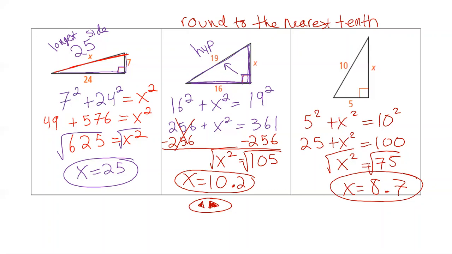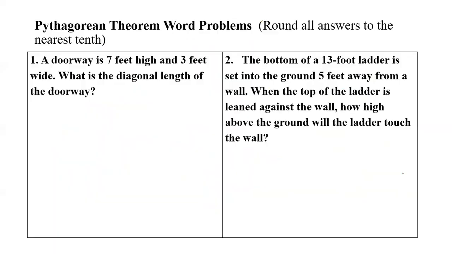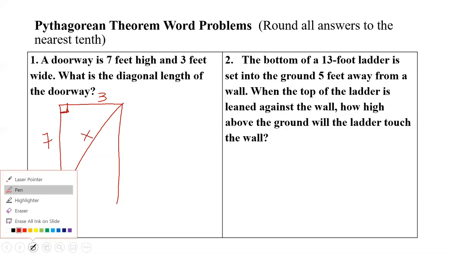And now we're going to move on to Pythagorean theorem word problems. So the hardest part about this is setting it up. So here we have a doorway. It's 7 feet high and 3 feet wide. It asks for the diagonal length of the doorway. So we assume our doorway is perpendicular. It's not crooked. So we have to find this right triangle.